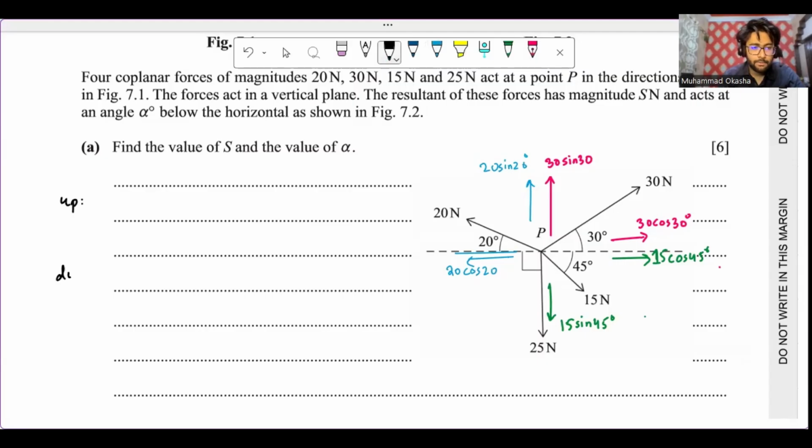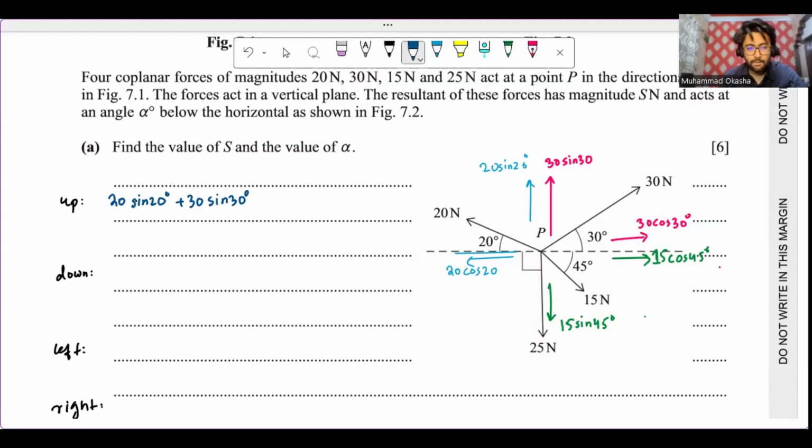Let's write down all the forces in the upward direction, the downward direction, to the left, and to the right. Upward forces are 20 sine 20 plus 30 sine 30 degrees.